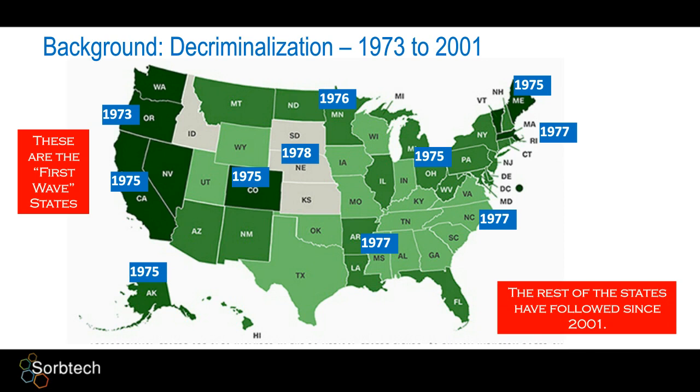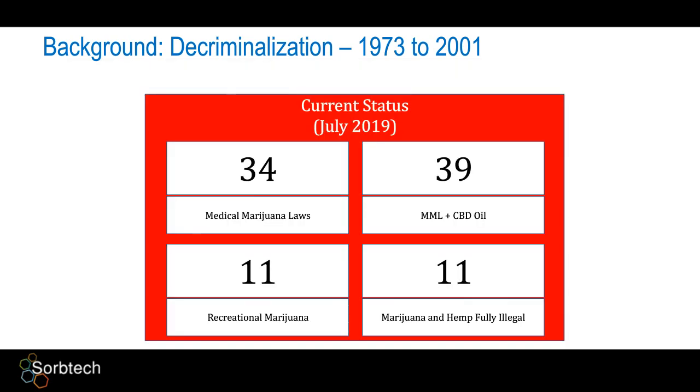Now, the current status as of today, July 2019, is 34 states have medical marijuana laws that permit you to have marijuana with a doctor's prescription. And if you add hemp oil, that goes up to 39 states. That's 4/5 of the states. 80% of our states permit medical marijuana or CBD laws. Now, only 11 states permit recreational marijuana, and only 11 states are left in which marijuana and hemp are still fully illegal.